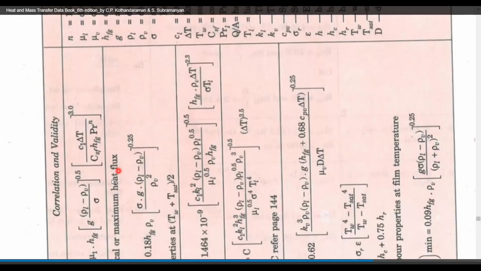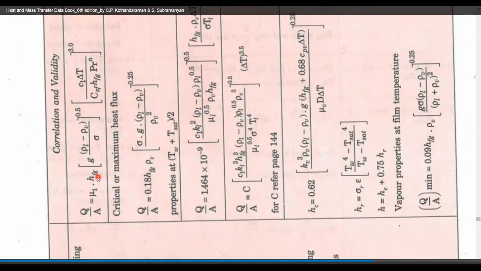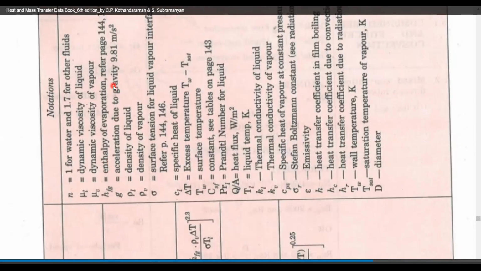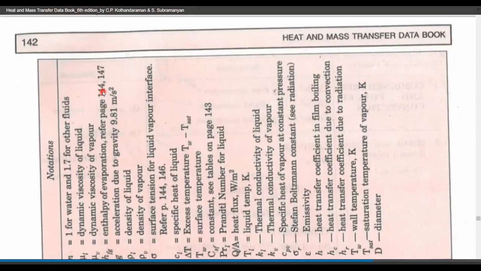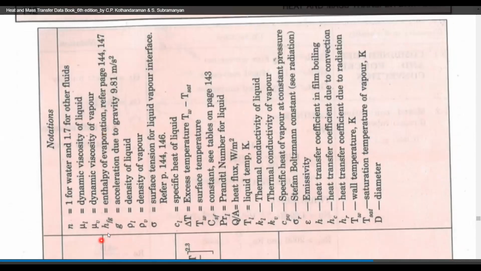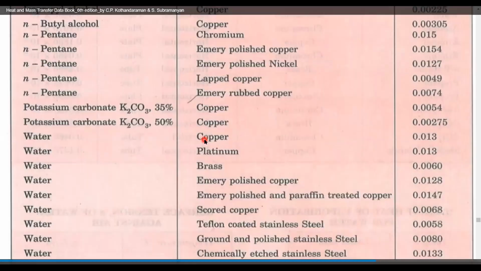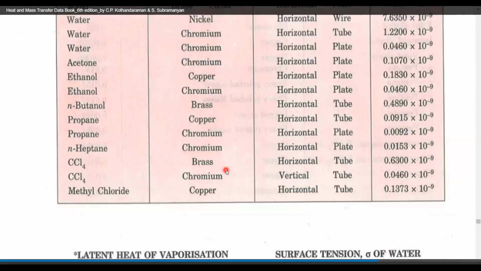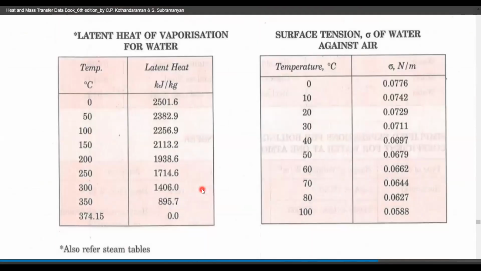Next, here HFG. Where can I find the value of HFG? HFG is the enthalpy of evaporation. For that we have to refer to page number 144. I repeat, HFG is the enthalpy of evaporation, for which we need to refer to page number 144. So let us check where it is. Yes, it is page number 144, and we have to refer to the table.